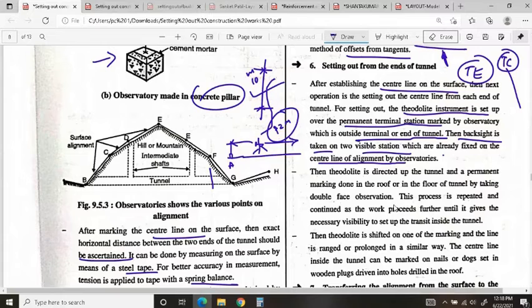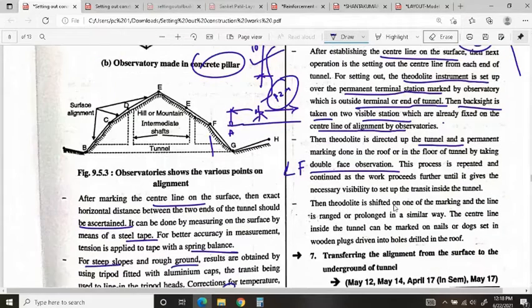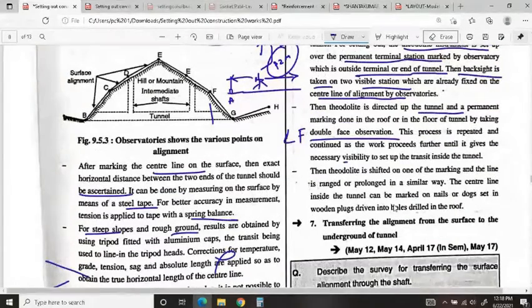Then the theodolite is directed up the tunnel, and the permanent marking is done on the roof or the floor of the tunnel by taking the double face observation, that is either by left face observation and right face observation. This process is repeated and continued as the work proceeds further till it gives the necessary visibility to set up the transit inside the tunnel.